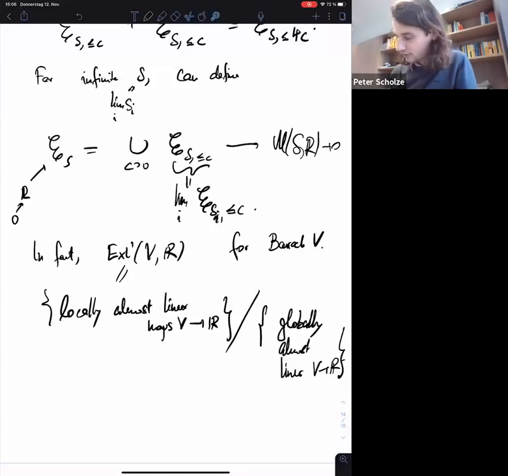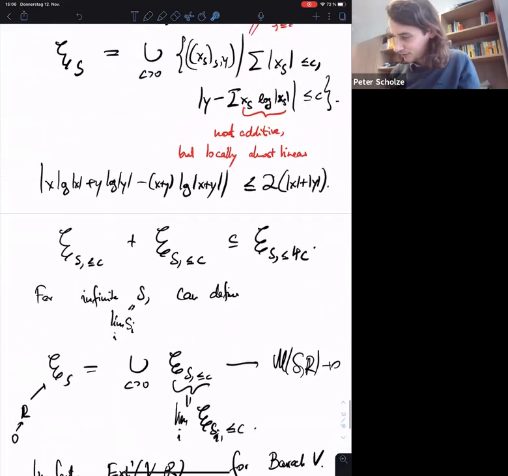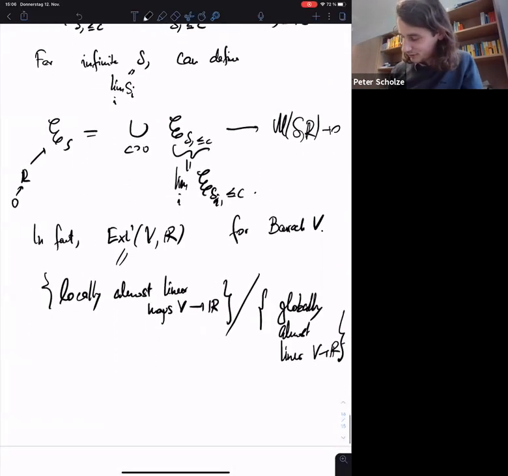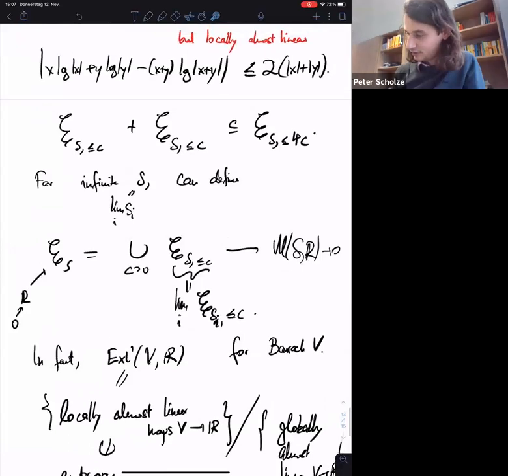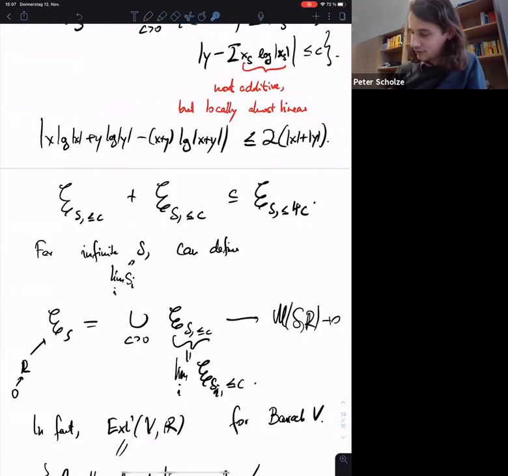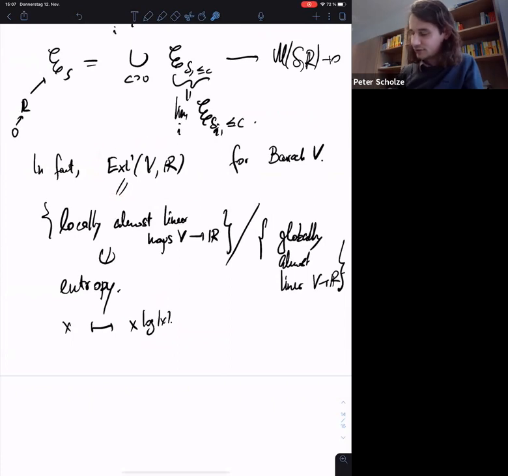So you can construct certain weird extensions of Banach spaces if you find locally almost linear maps from your Banach spaces to R that are not globally almost linear. And the idea is somehow that on any bounded subset, you can make this linear, and then this gives you a splitting of this. But if it's only locally almost linear, then globally you can't find the splitting, and this is more or less what happens in this. Yeah. The point is that the entropy function x maps to x times log of x that we somehow used in here is an example of such a locally almost linear function that's not globally almost linear. And yeah, using this function, you can build such funny extensions like so.